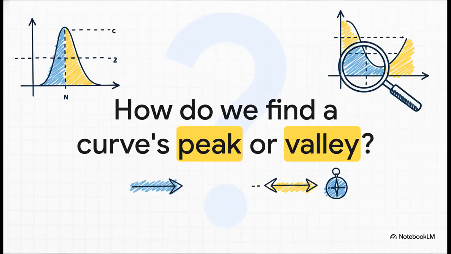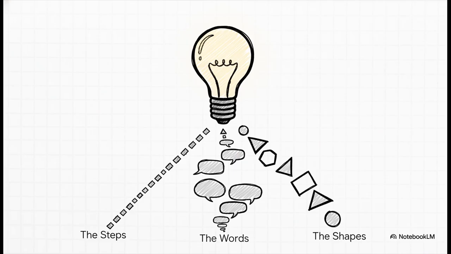Yeah, it's pretty easy to spot a peak or a valley with your eyes, but pinpointing its exact location, that's the real challenge. And that is the big question we're going to tackle. Think of it like we're going on a mathematical hunt for these super important points. And here's the cool part. There isn't just one way to do this. We're actually going to look at 3 totally different ways to solve this problem.